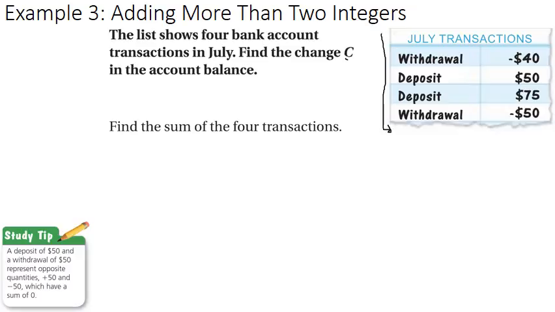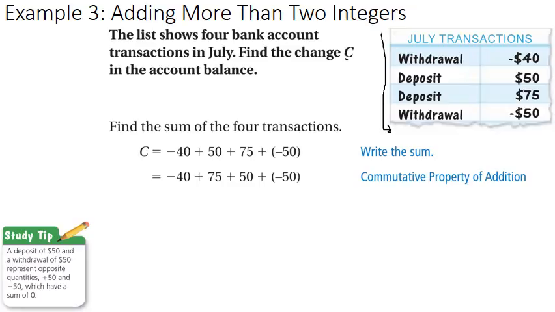So the first thing that we can do is we can actually write down an equation. And that equation is going to be, okay, the change of the account is going to be equal to negative 40 because we took $40 out of the account. We're then going to add 50 in because of a deposit. We're going to add another 75 in because of another deposit. And we're going to take away another 50 because of a withdrawal. So we can write that equation down so that we can have it to work with.